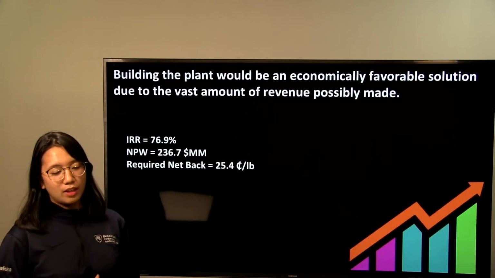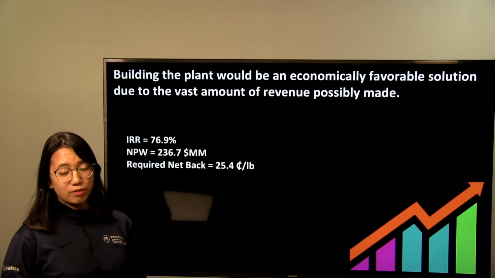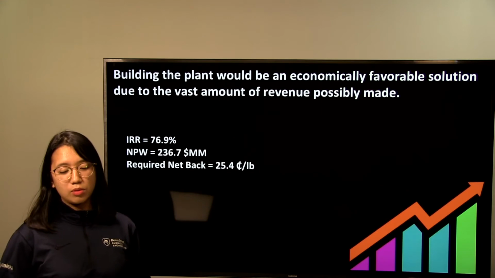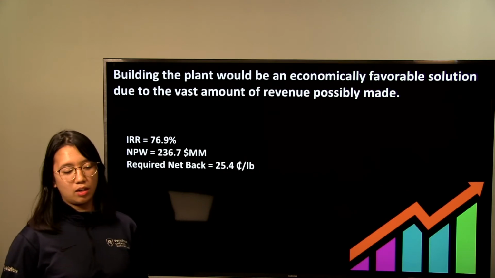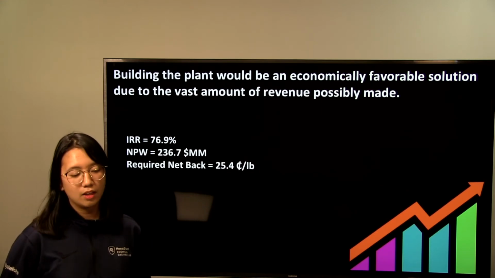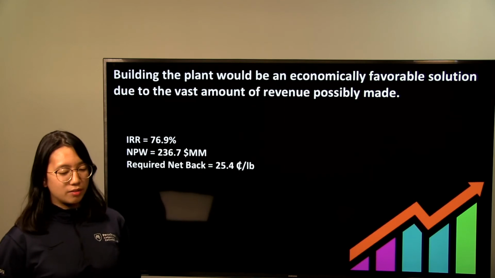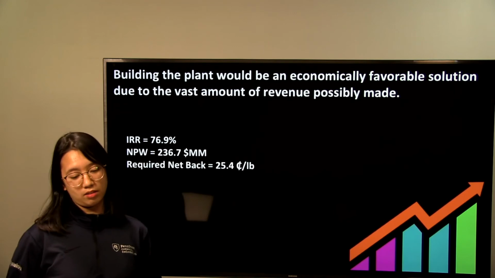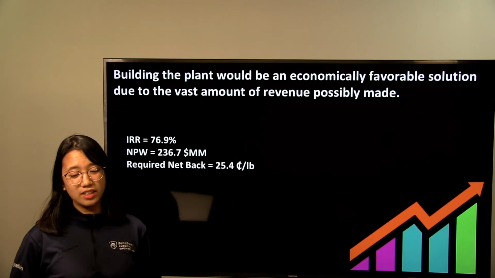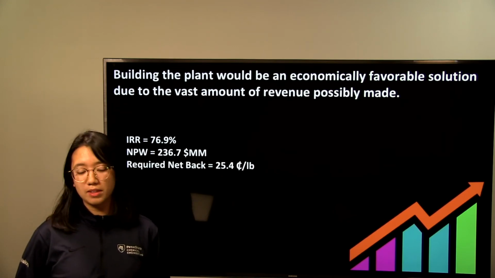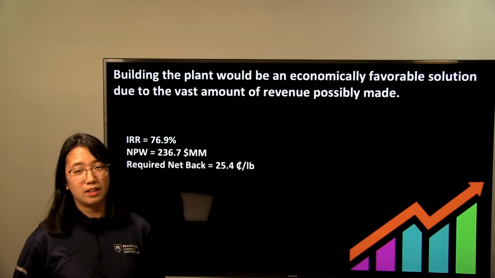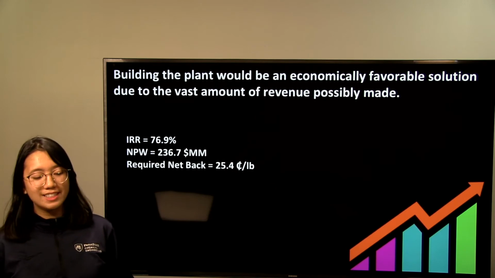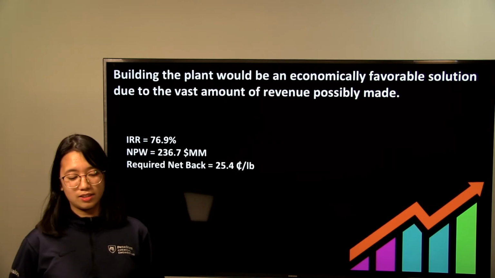From our design, the plant operates for 15 years after 3 years of building, and it will shut down in the 19th year. An internal rate of return of 76.9% is achieved by our model. As it is significantly higher than the 15% requirement, it is profitable to build this plant. Moreover, the net present worth is $236.7 million.